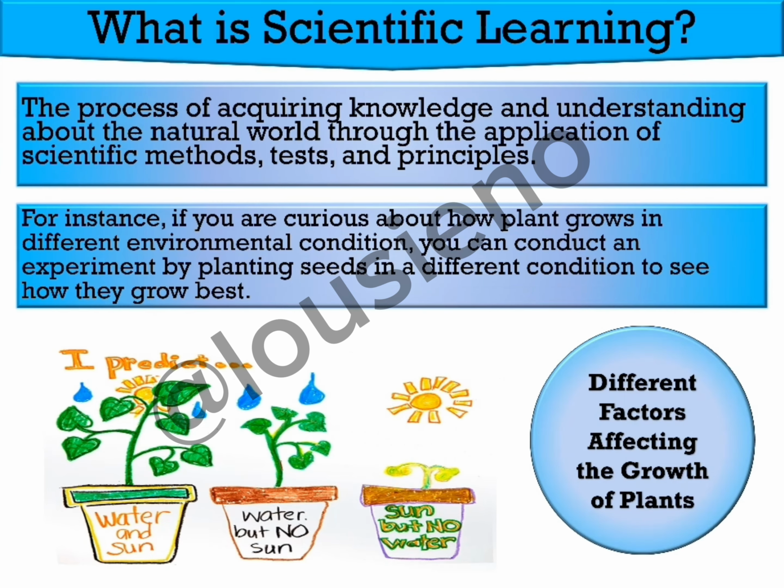Slide 1. What is scientific learning? Scientific learning is the process of acquiring knowledge and understanding about the natural world through the application of scientific methods, tests and principles. For instance, if you are curious about how plants grow in different environmental conditions, you can conduct an experiment by planting seeds in different conditions to see how they grow best. In the figure aside, you can see different factors affecting the growth of plants.